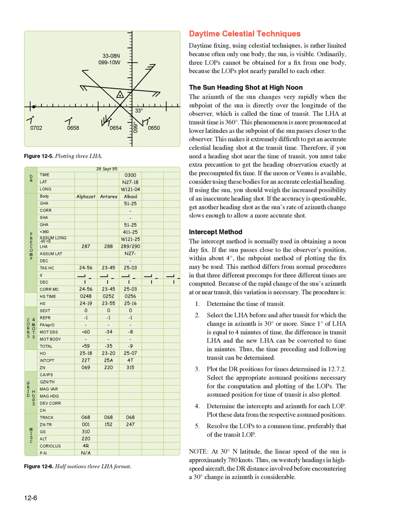5. Resolve the LOPs to a common time, preferably that of the transit LOP. Note, at 30 degrees north latitude, the linear speed of the Sun is approximately 780 knots. Thus, on westerly headings in high-speed aircraft, the DR distance involved before encountering a 30 degrees change in azimuth is considerable.